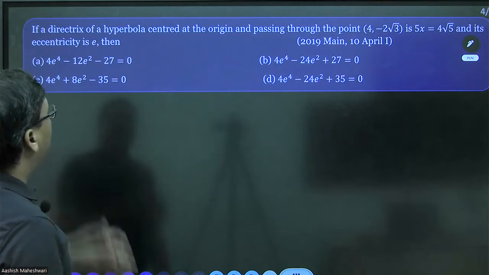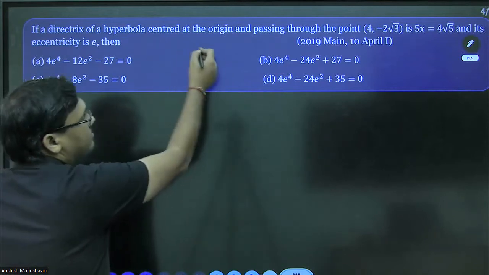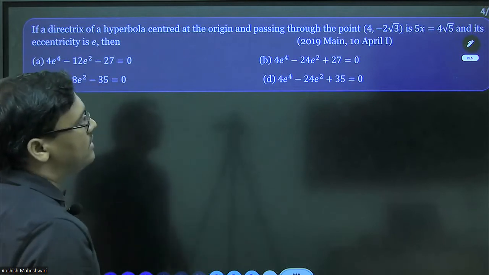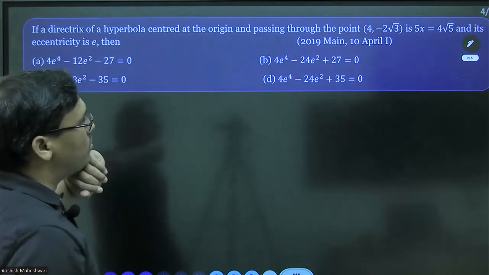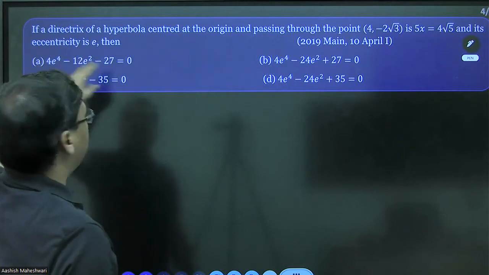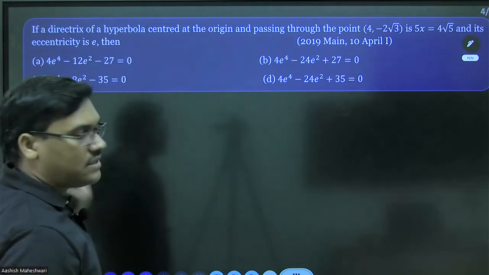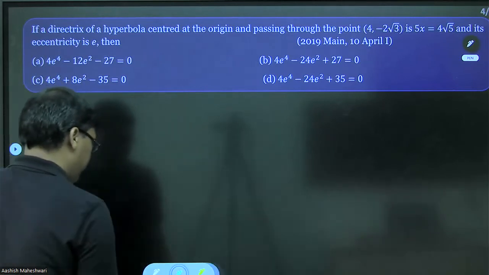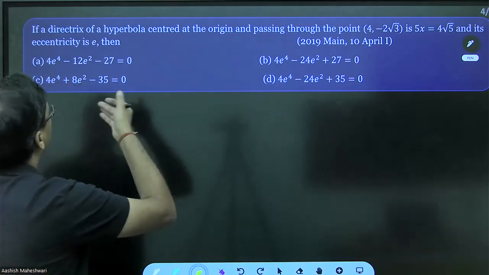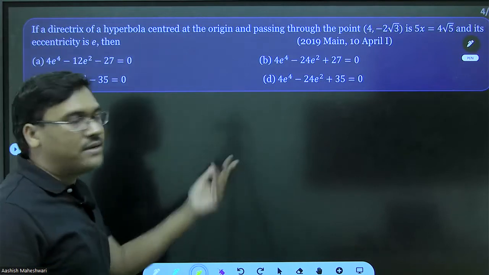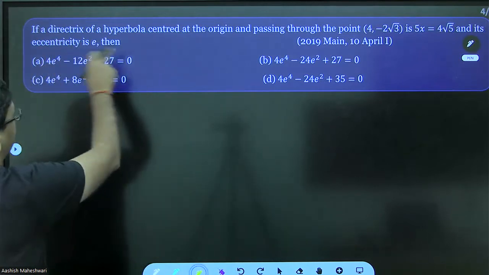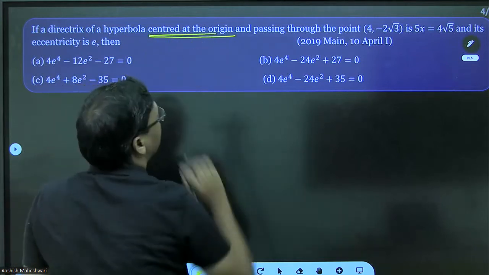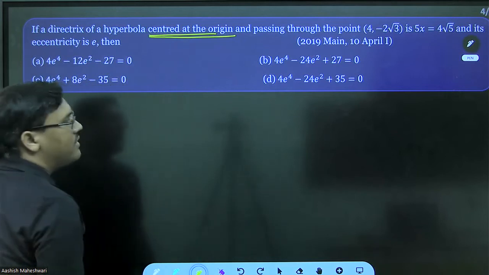If the directrix of the hyperbola centered at origin and passing through the point 4 comma minus 2 root 3 is 5x plus 4 root 5, then the eccentricity satisfies which of the conditions? This is the question. Let's check it step by step. In most questions, all of them are based on the standard hyperbola. The hyperbola is centered at origin, that is, the standard hyperbola, passing through the point 4 comma minus 2 root 3.